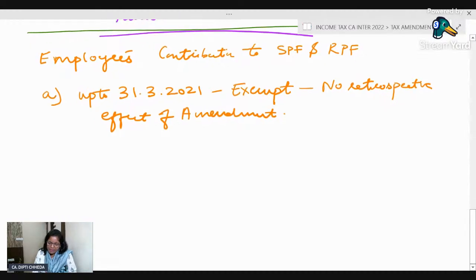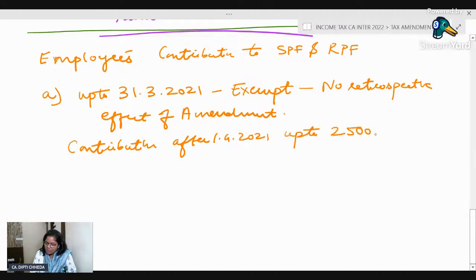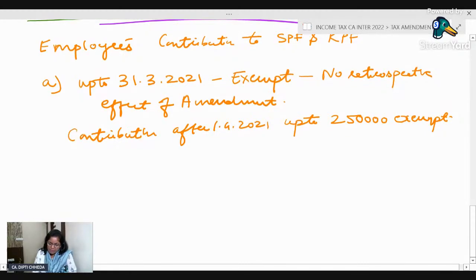And in this only, contribution after 1st April 2021 up to 2,50,000 exempt. Interest, sorry, not contribution. Interest on contribution up to 2,50,000 exempt. कौन contribute कर रहा है? Employee. And up to 31st March, whatever is the balance, interest is exempt.